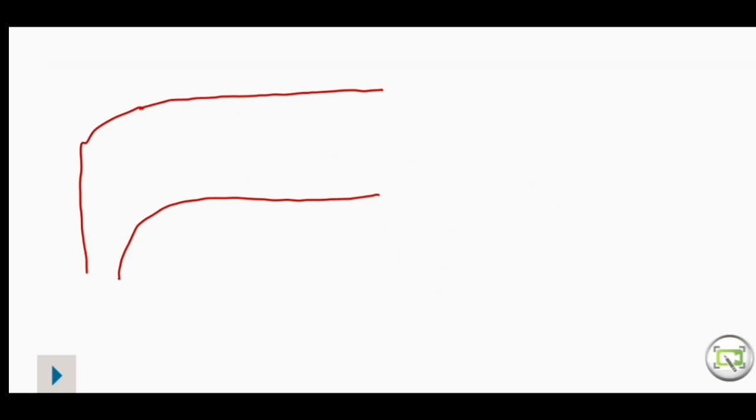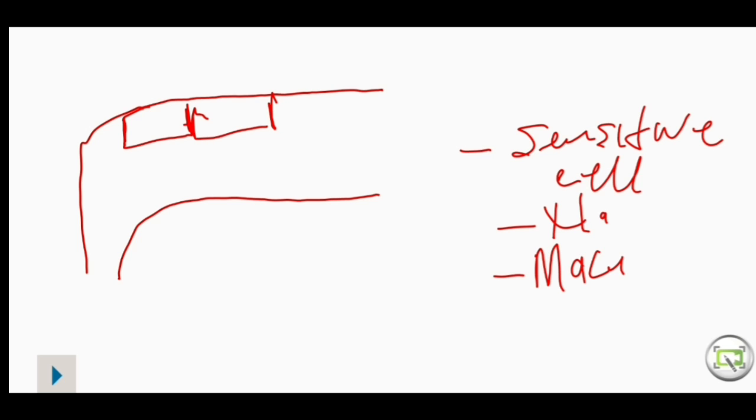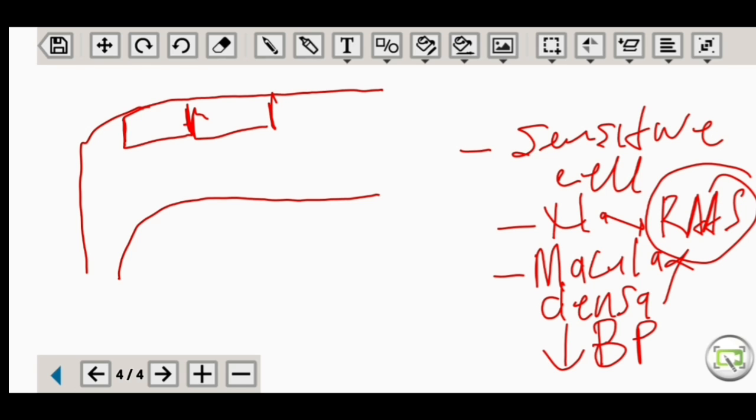Let us just draw the segment of the early distal convoluted tubule. The late distal convoluted tubule is composed of sensitive cells known as macula densa. These macula densa are sensitive to sodium concentration in the tubule. The macula densa are responsible for bringing the blood pressure up when it is low, based on the concentration of sodium, which we are going to talk about in the next video.